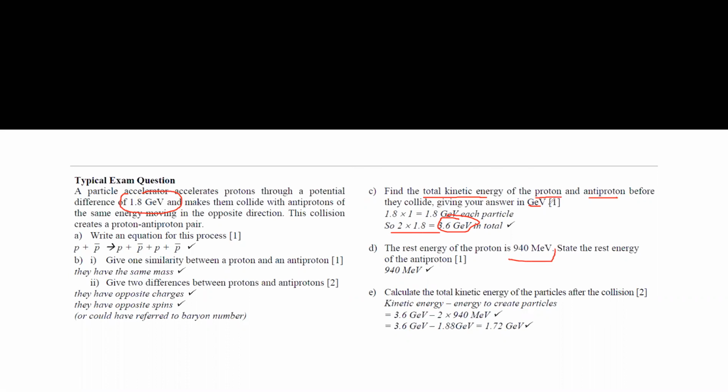Rest energy or rest mass. For example, if a particle moves, there is a relativistic effect. What is a relativistic effect? It means the particle has a constant mass, but when it moves close to the speed of light, for example 0.8 times the speed of light, its mass will not be constant, its mass increases. That's why we use the term rest mass.